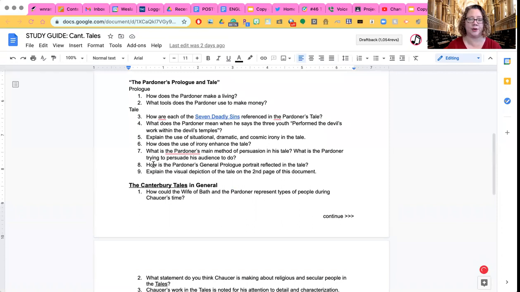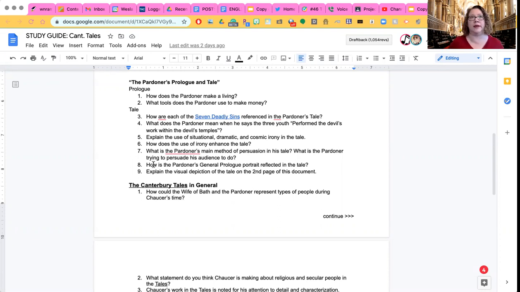All right, well, what about the Pardoner? We talked about that one yesterday, but is there anything listed on the study guide about the Pardoner, his prologue or his tale that you want me to spend a little time discussing? Could you go over number 8, please? Of course. Number 8: how is the Pardoner's general prologue portrait reflected in the tale?